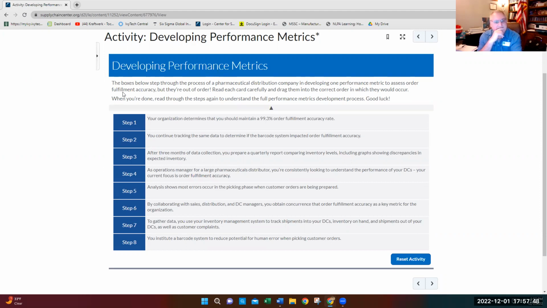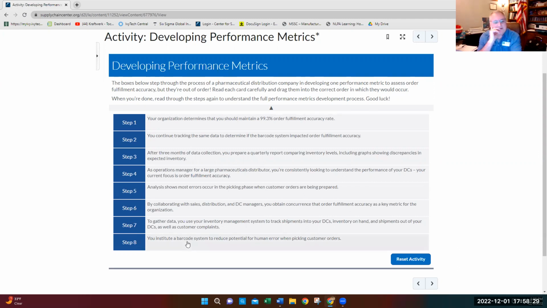I think we changed colors if we put them in the right order. The boxes below step through the process of a pharmaceutical distribution company in developing one performance metric to assess order fulfillment accuracy, but they're out of order. Please read each card carefully and drag them to the correct order in which they would occur. When you're done, read through the steps again and understand the full performance metrics. Good luck. So looking at 8 steps, and we just went through those, if you recall, probably lengthily, but this is going to test and see if you understood that.